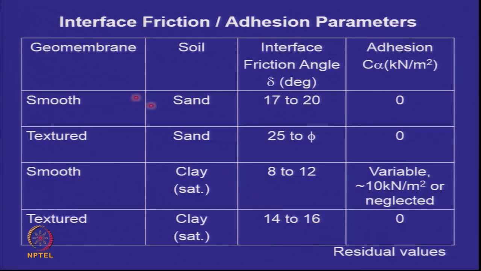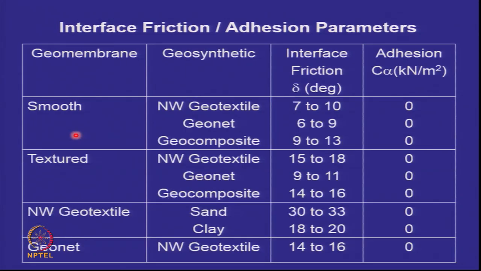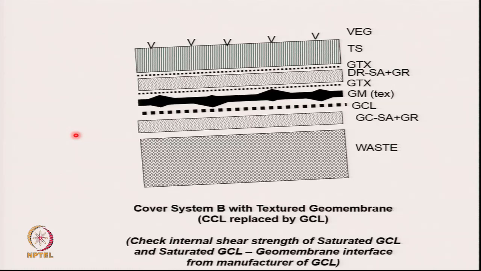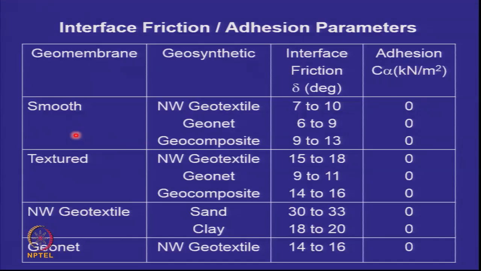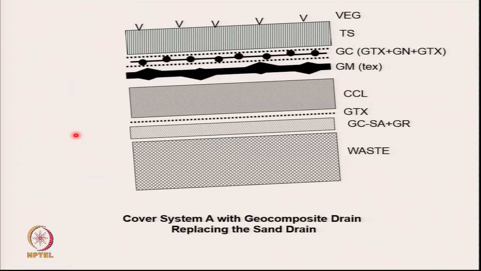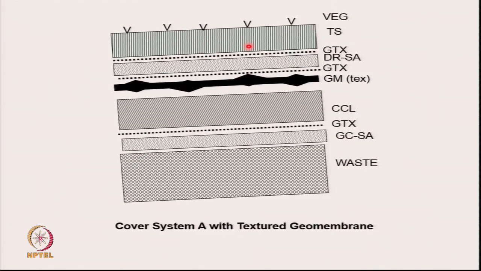So the realization is smooth is bad, textured is better. And it's not necessary that we will have only a geomembrane to clay. This is the geocomposite liner. So geomembrane, here I have shown a textured geomembrane to clay. Just look at above. Let me go back one more.